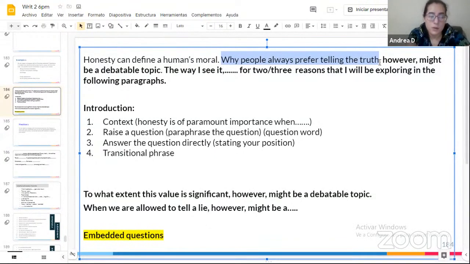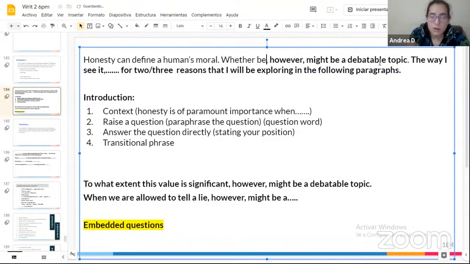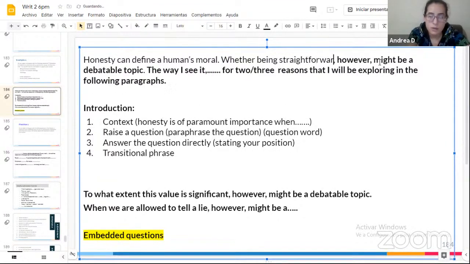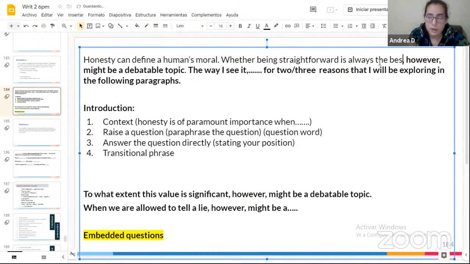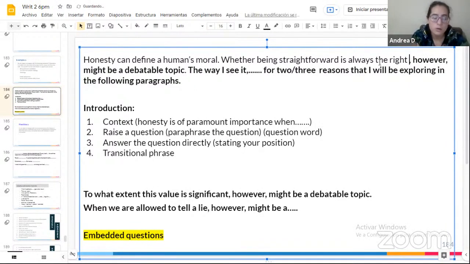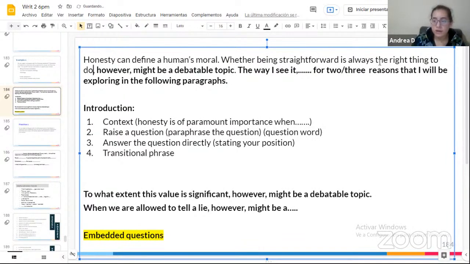You can say something, whether being, I don't know, straightforward, maybe you could say, is always the right way, maybe. However, might be a debatable topic. So whether being honest is always the right thing to do, or the best option, or better than lying, however, might be a debatable topic. Is this okay? Yes. Okay, so try to think of the question.